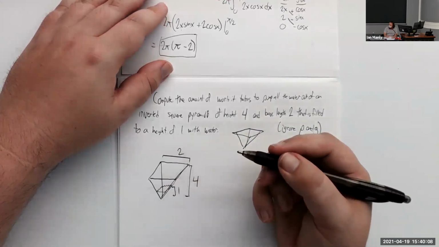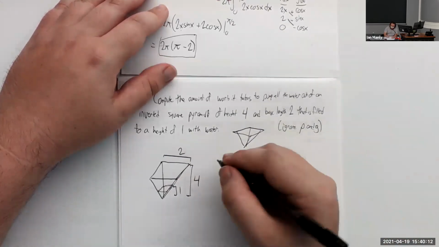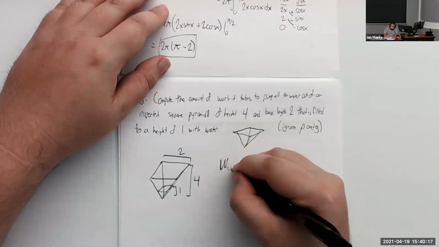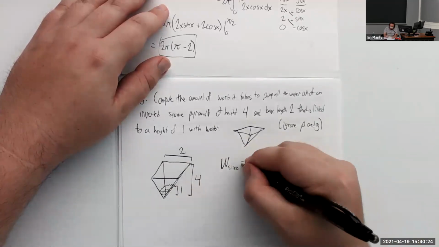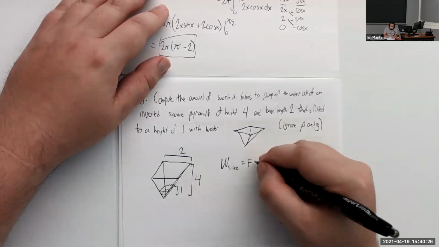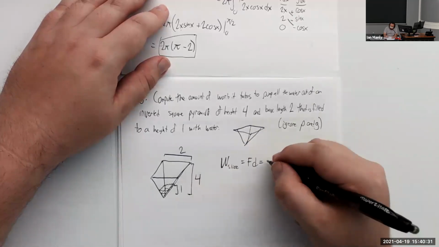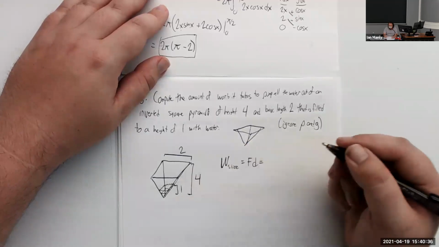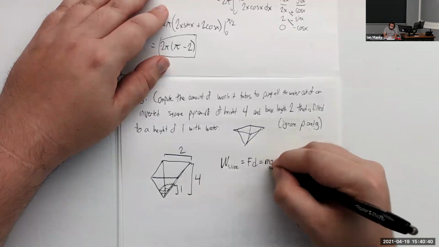Okay, so let's go ahead and set this up. We're computing work, right? So we're going to do the work on one little slice of the water. Remember how we did this? We broke this up into tiny little rectangular slices. Now the work on one of the slices is force times distance. So let's look at the force here. The force that we're fighting against to get all of the water up to the top is gravity, and gravity has the force mg.